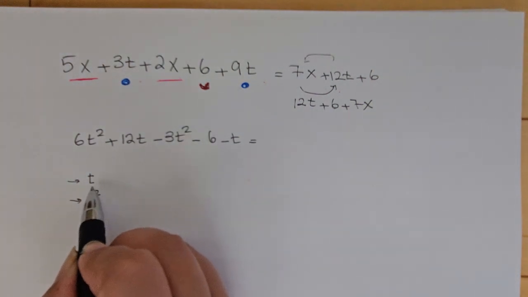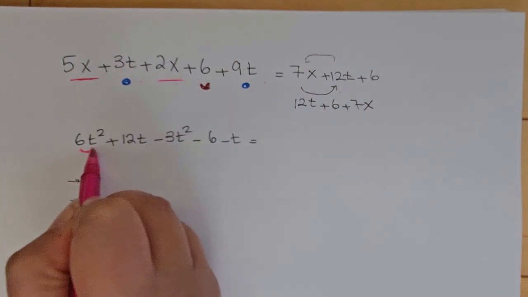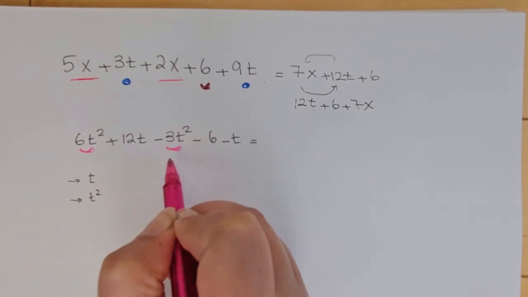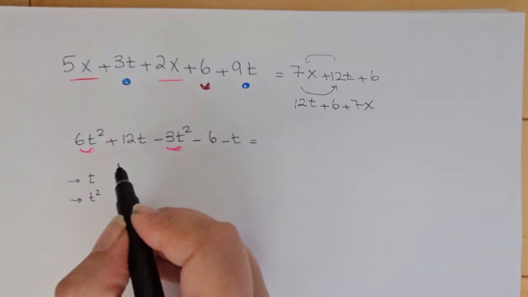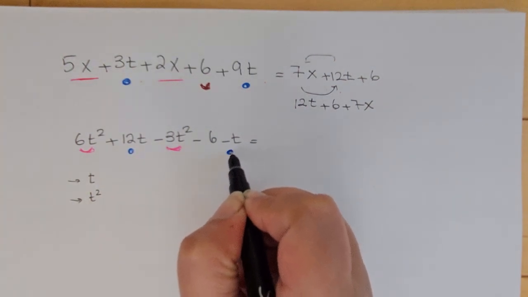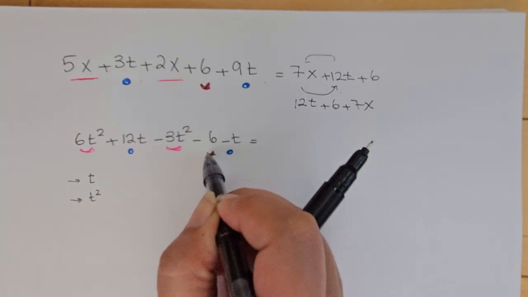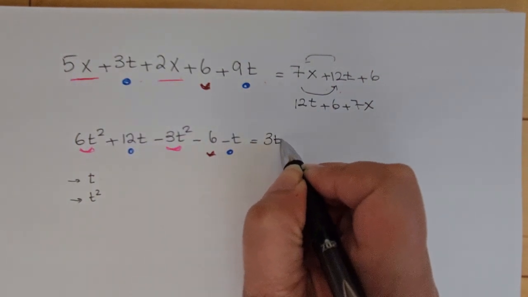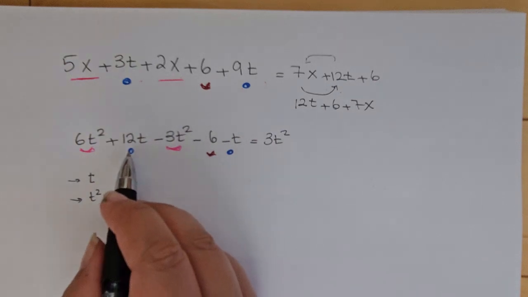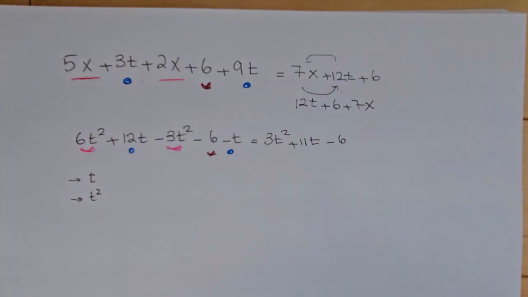So here, let's identify what are the like terms. 6t squared and minus 3t squared, because not only the letter, but the power is the same. Now 12t and minus t, and then the third one would be a constant, but on its own. So the final answer would be 3t squared, and then I have 12 minus t, which is 11t, and then minus 6. Okay, this is another example.